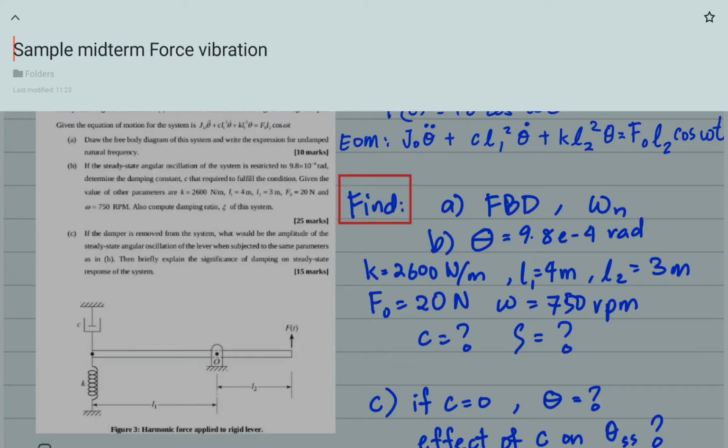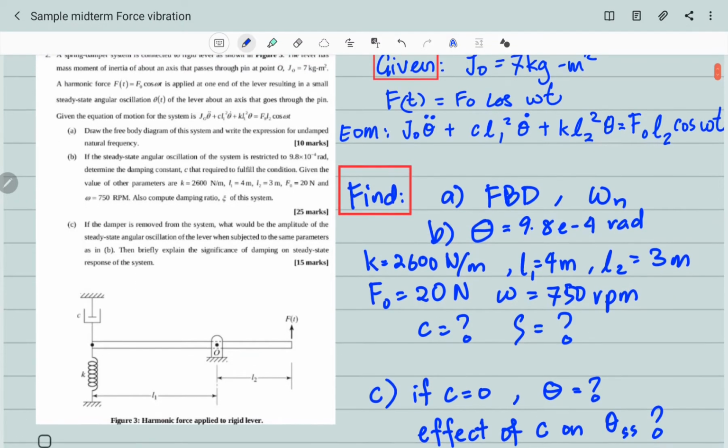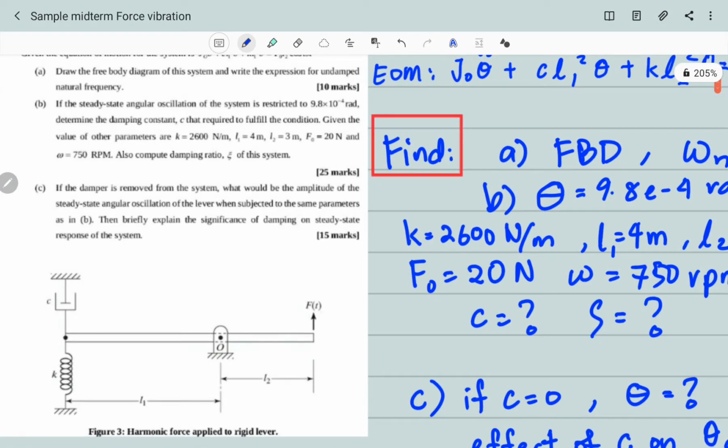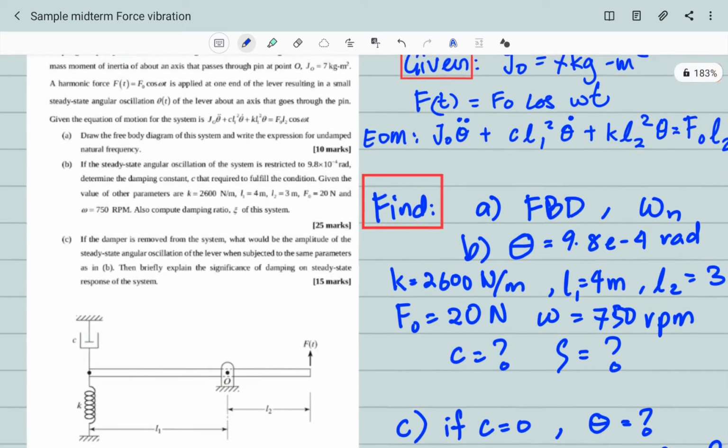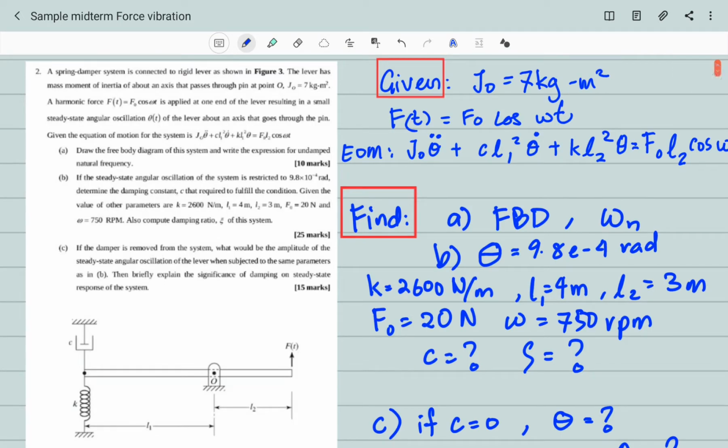Hi, so this video is going to show you one of the sample midterm questions on forced vibration. If you look at this question, you have a bar problem, or a rigid lever basically, and you have a force F(t). Normally when we have this kind of question, make sure you list out and perhaps highlight the values given.